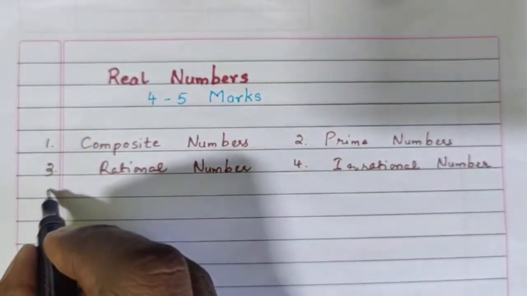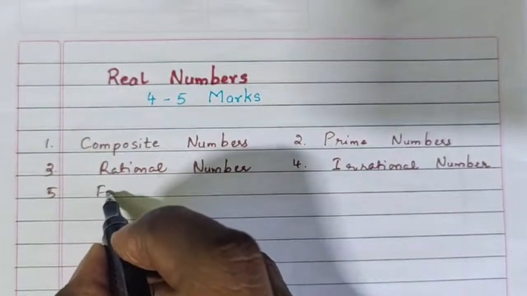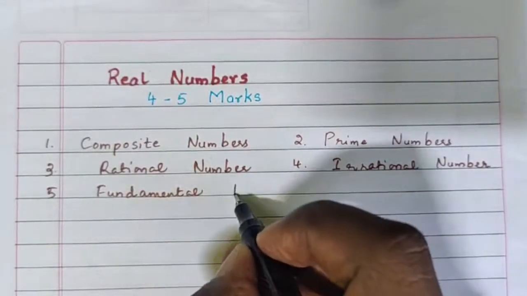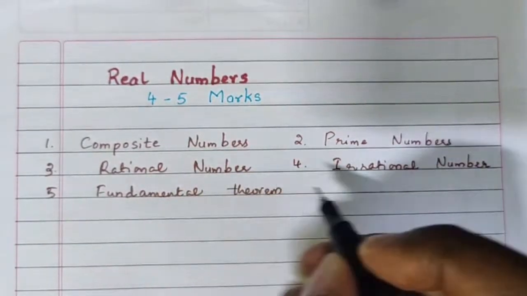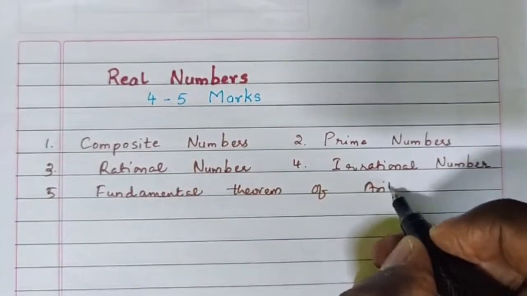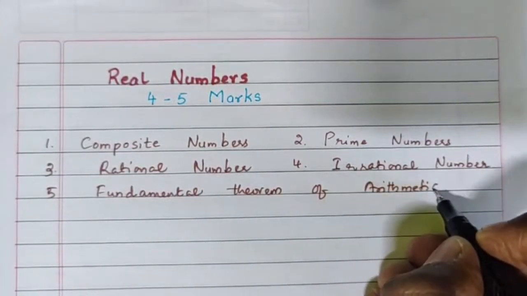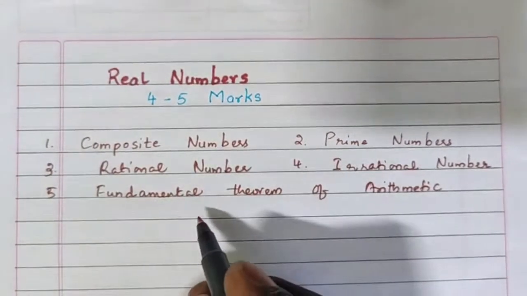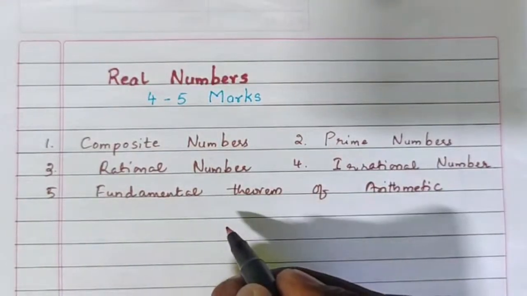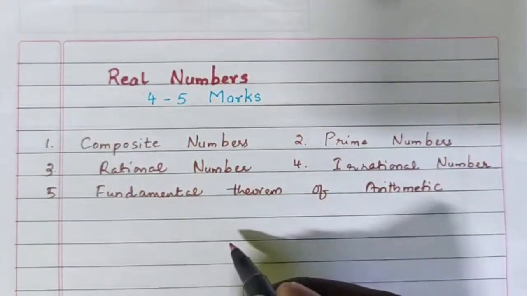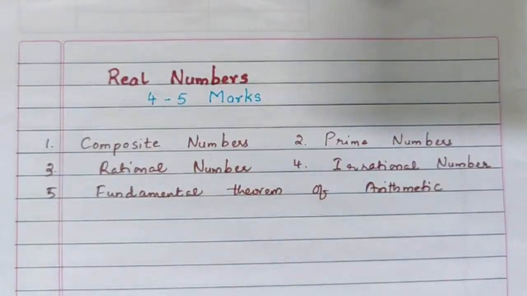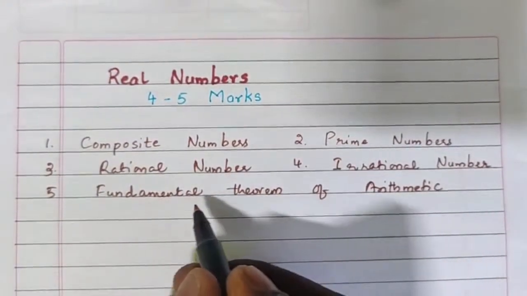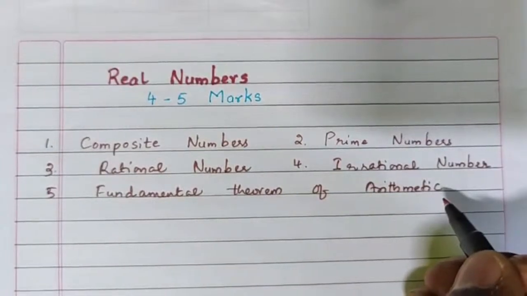And the important theorem that we have is the fundamental theorem of arithmetic. Fundamental theorem of arithmetic says that every composite number can be expressed as a product of primes. This factorization is unique apart from the order in which the prime factors occur. So the statement of the fundamental theorem of arithmetic is also important.